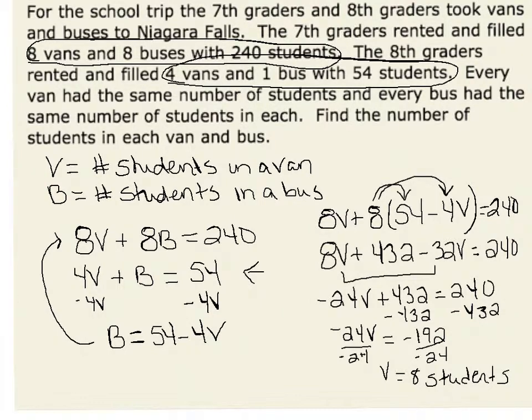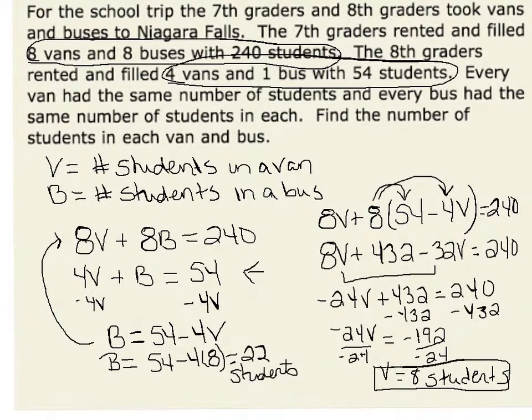Since I know 8 students fill each van, I can find the number of students that are on a bus by taking B is equal to 54 minus 4 times V, or minus 4 times 8. So 54 minus 32 is equal to 22 students that will fit on a bus. Therefore, I know that the number of students on each van is 8, and the number of students on each bus is 22. Now let's check our answer.